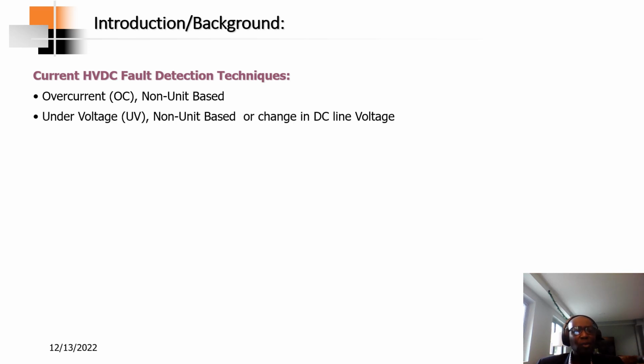Next is undervoltage protection, which is also non-unit based, and that is based on the change of the DC line voltage compared to the threshold set point.